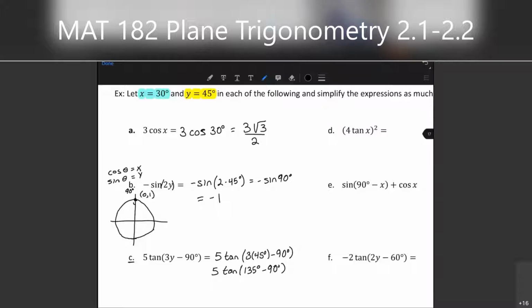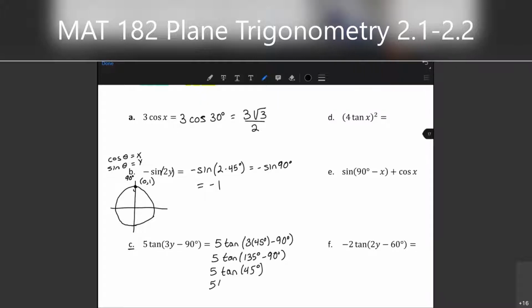And then we have our 5 and 45 degrees. So now we need to find what is tangent of 45 degrees. What do we find that to be from our previous work? Yep, that would be 1. You got it, Joel. Tangent is going to be 1. And so here we just have 5 times 1, or just 5. It's going to be 5.